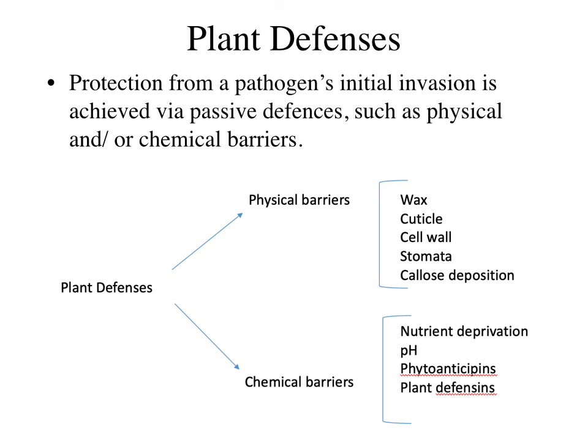So when we think about plant defenses, their defense against an initial invasion is using passive defenses, such as physical and chemical barriers, so essentially an innate immune system. When we look at physical barriers, things like cuticle, callus deposition, and so on, we'll look at that on the next slide. The chemical barriers, those tend to be directed against herbivores, including various kinds of insects that transmit viruses to plants.